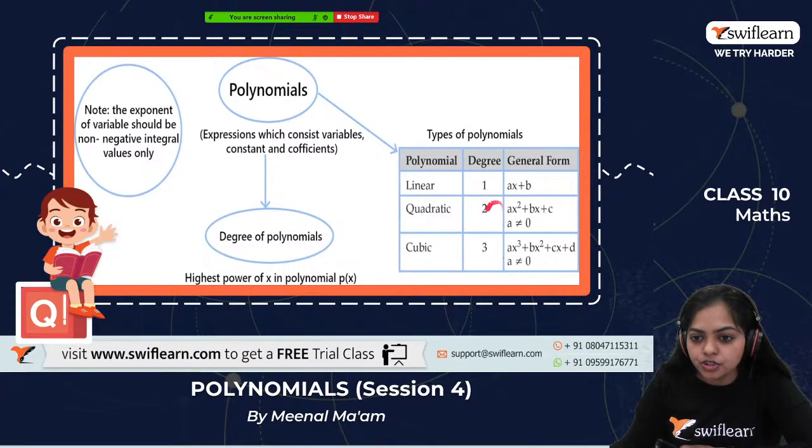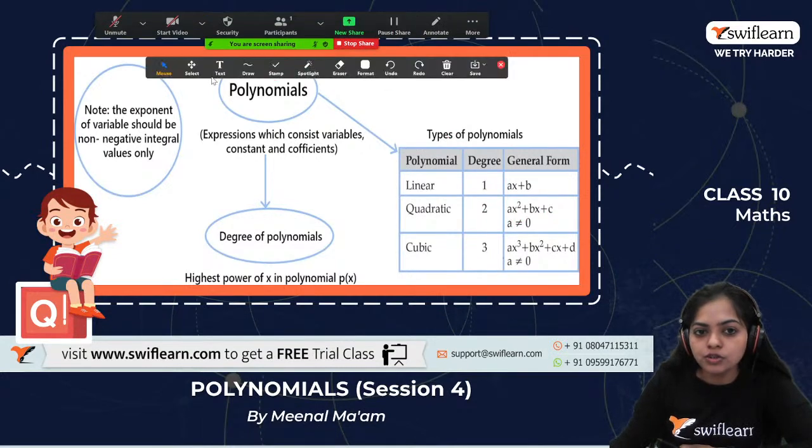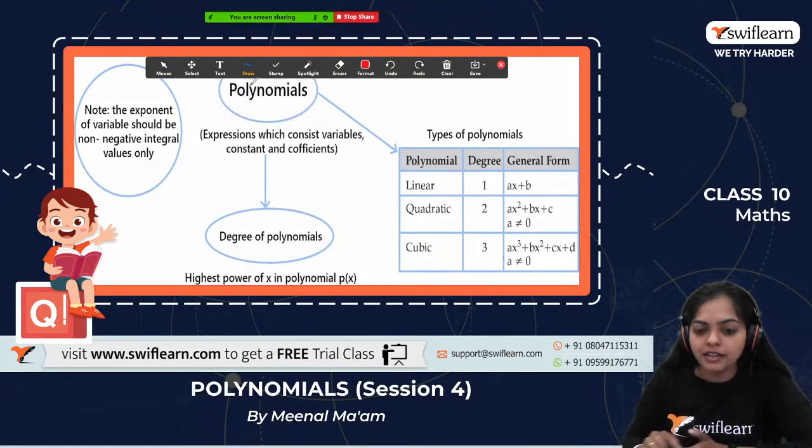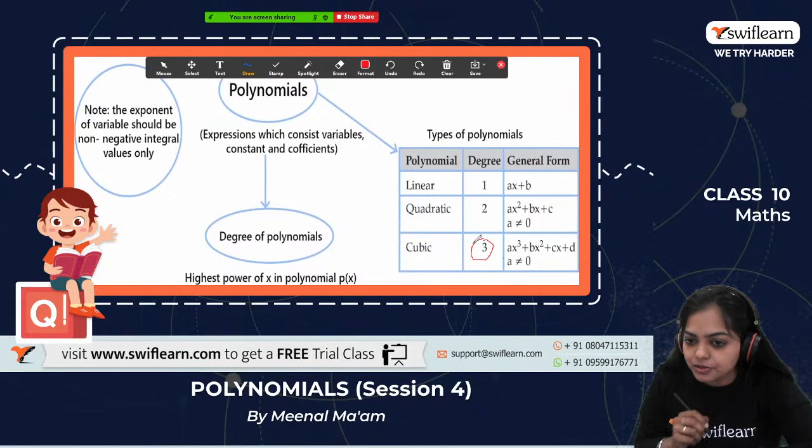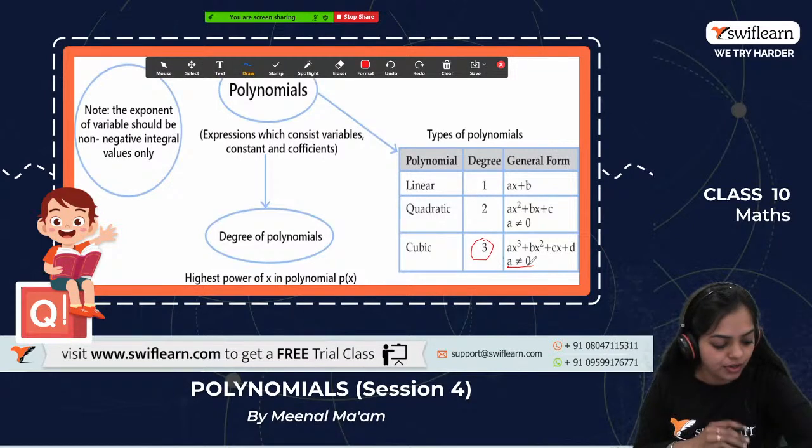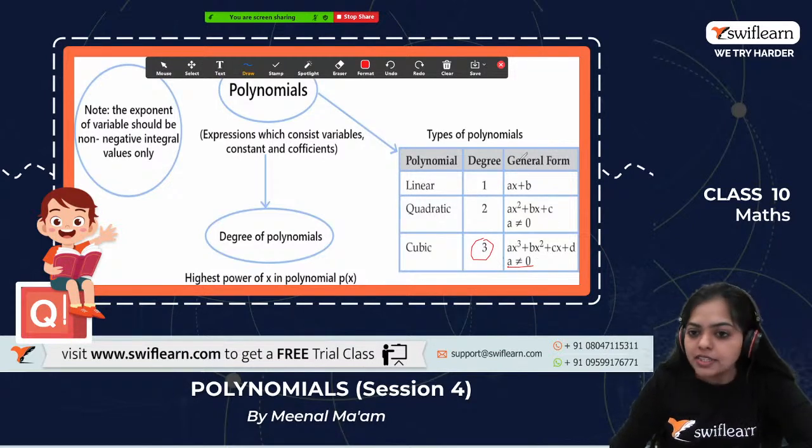Its degree is 2 and its general form is what? Ax square plus bx plus c, where a is not equal to 0. Got it? And the third one is cubic polynomial. In a cubic polynomial, the degree is 3 and the general form is ax cube plus bx square plus cx plus d. Here also a is not equal to 0. Got it? So these are the types of polynomial on the basis of degree.